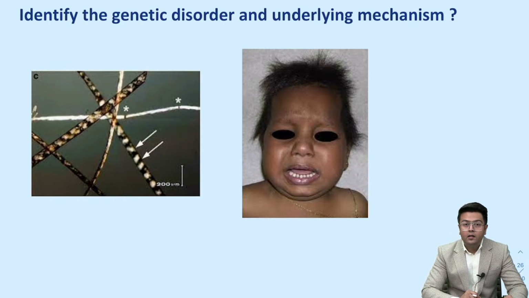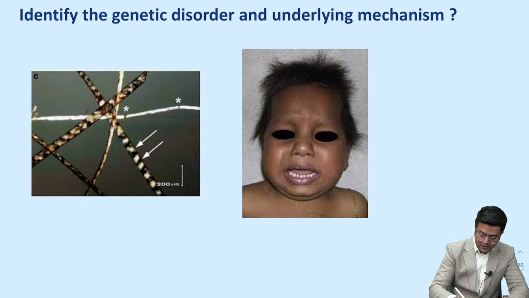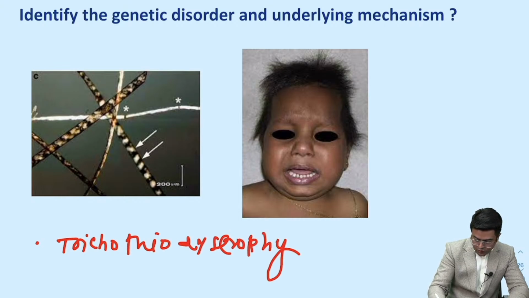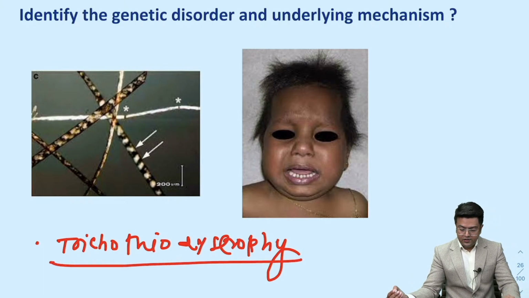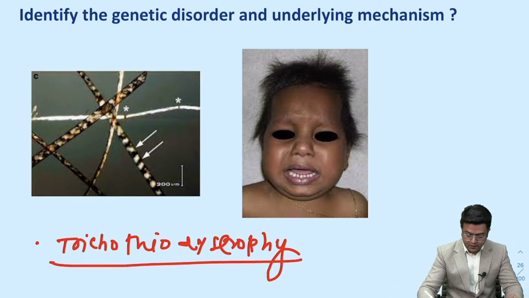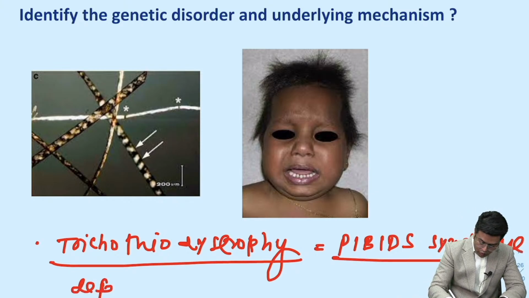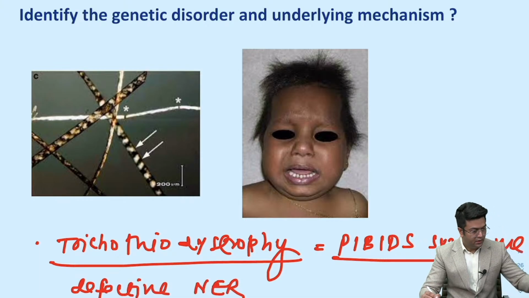The answer will be trichothiodystrophy. This is called trichothiodystrophy. And guys, trichothiodystrophy is also called Pibidis syndrome. So guys, this is again due to the defective nucleotide excision repair.